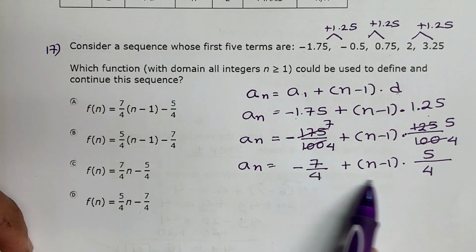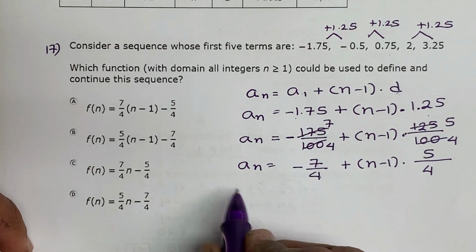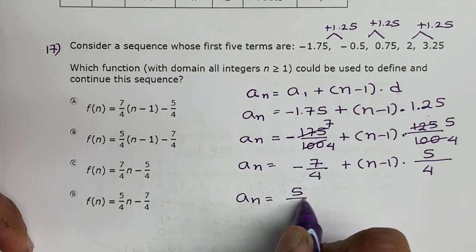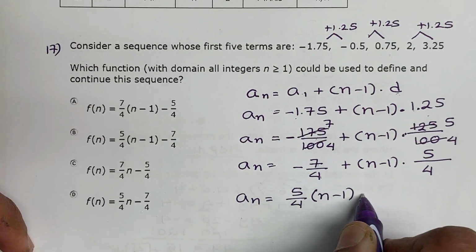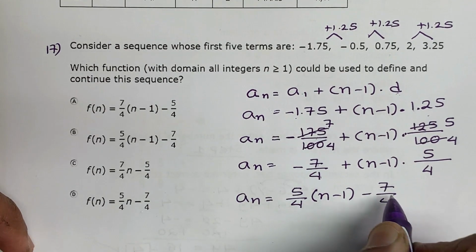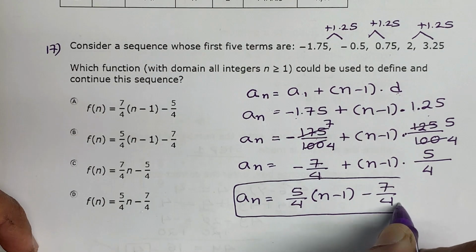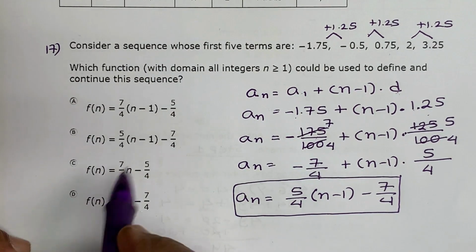Now it's coming together, right? Now we're kind of seeing where the answer is. I'm going to rearrange a couple of things here. I'm writing 5 over 4 first, and then n minus 1, and then minus 7 over 4. Remember, this is the commutative property, so I could do that. So here is the final answer. Let's see where it is. It's right here, B.